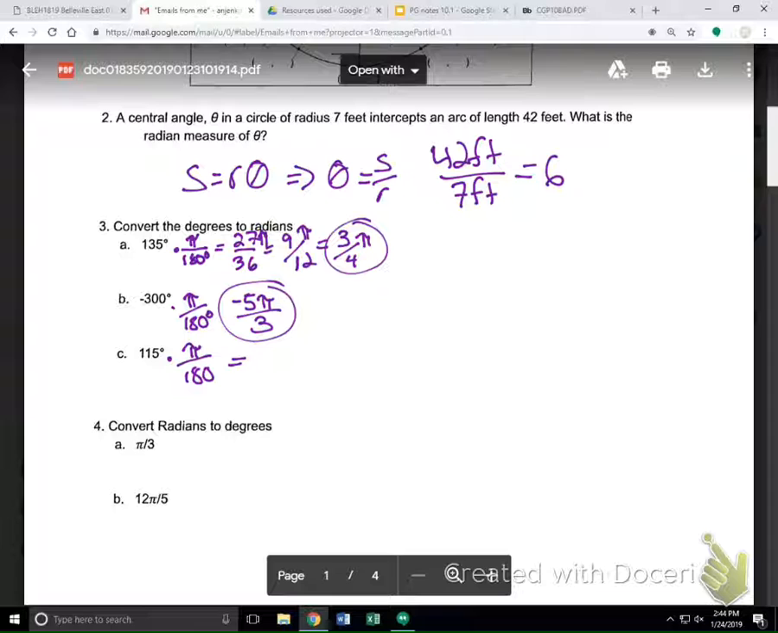And then the last one, similar style, pi over 180. What goes into 115 and 180? 5. So what are you left with? 23 pi over 36. Nice job.